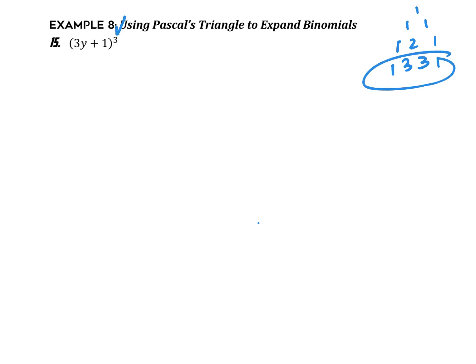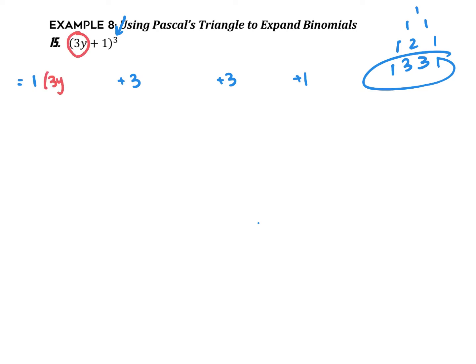I know this is the row that I need because that's the exponent that I need, and this is the row that will be to the 3rd power. So I'm going to rewrite those coefficients: 1, 3, 3, 1.